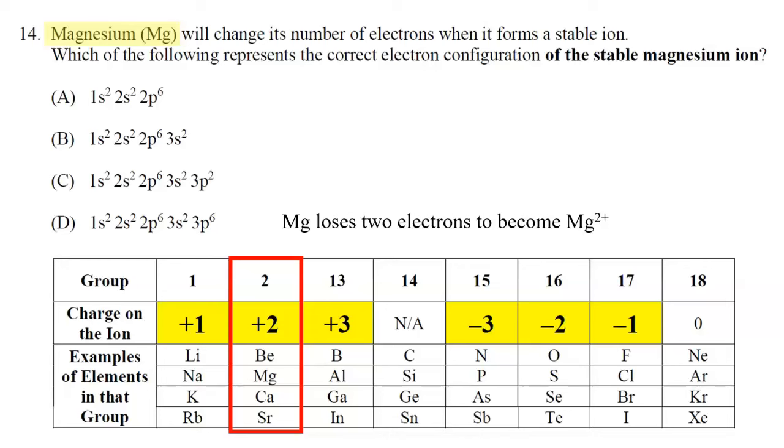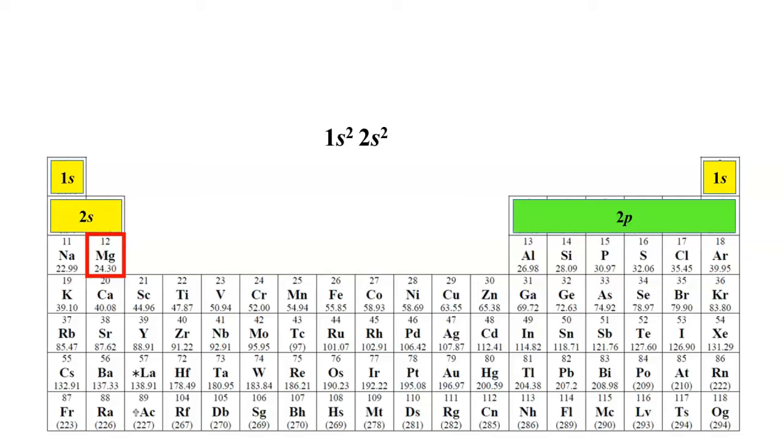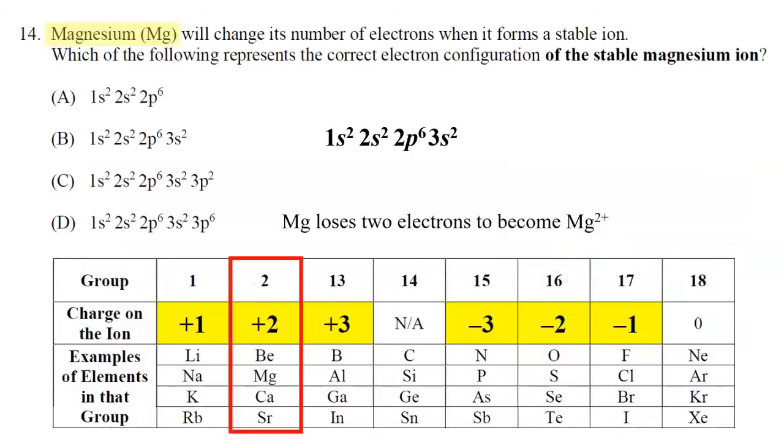Now let's write the electron configuration for the element magnesium. It's going to be 1s2, 2s2, 2p6, 3s2. So that is the electron configuration of the atom magnesium, not the ion, but the atom.